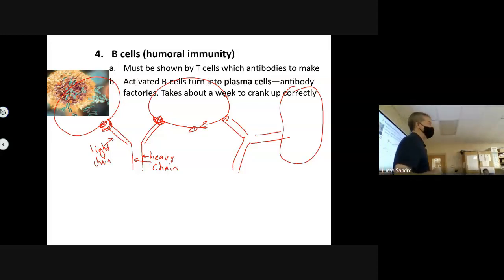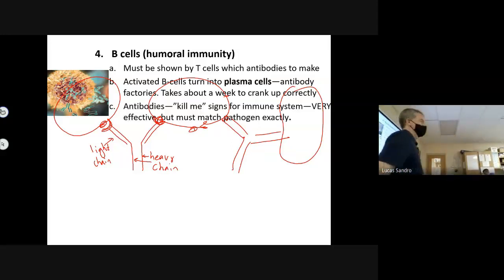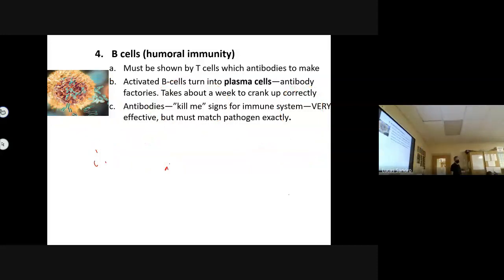Secondly, a cluster of bad guys stuck together with antibodies is like a big old kill me sign for the rest of your immune system. They come and they clean it up, right? So once you are making the right antibodies, you're going to win. That's going to be the end of the story. But they got to be perfect. Antibodies don't work unless they match the pathogen exactly.